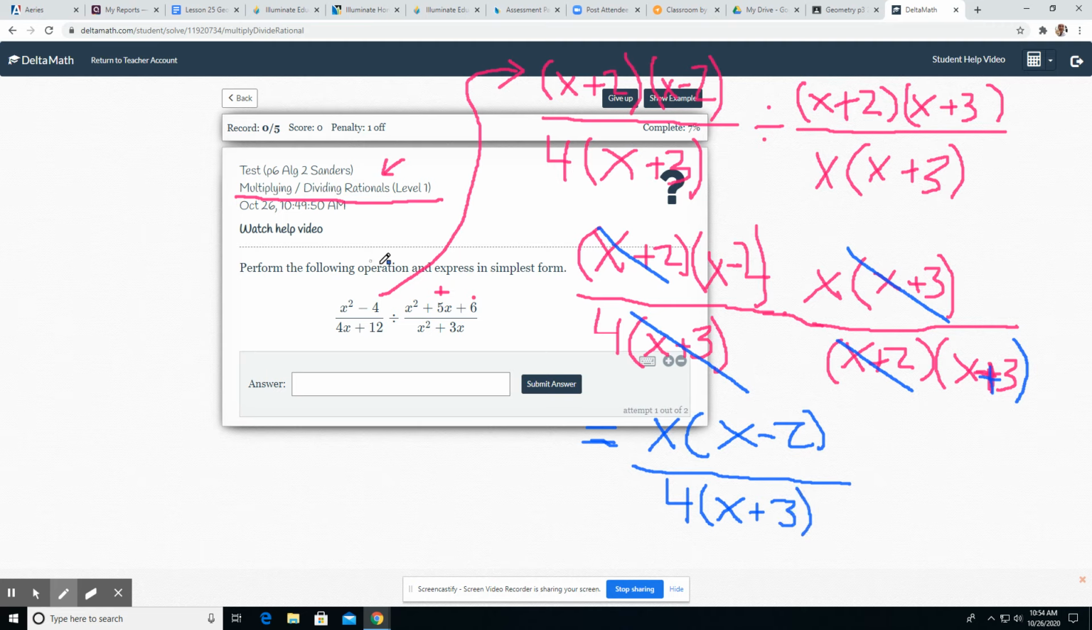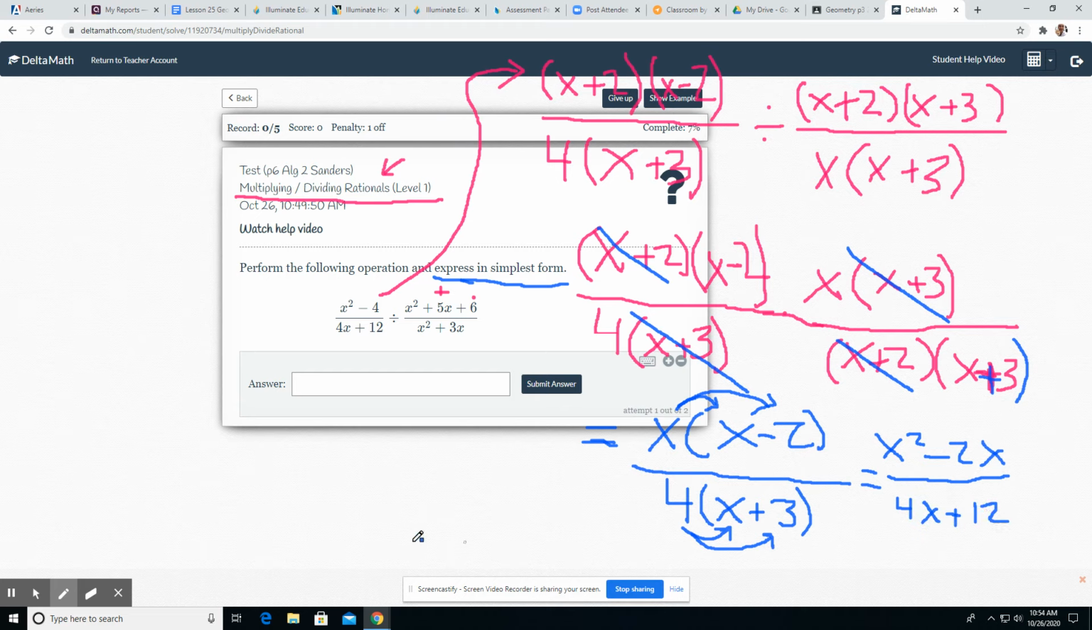Okay. Express in simplest form right here. Perform the operation, express in simplest form, meaning they want us to multiply it out. This is an unacceptable answer. It needs to be simplified. So x distributes. 4 distributes. Final answer, x squared minus 2x over 4x plus 12. Okay, should be our answer.